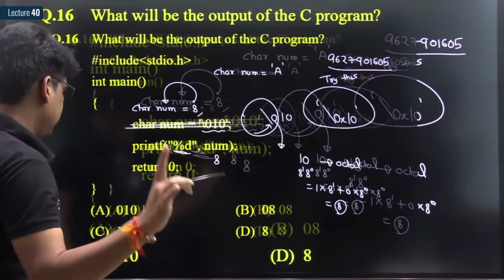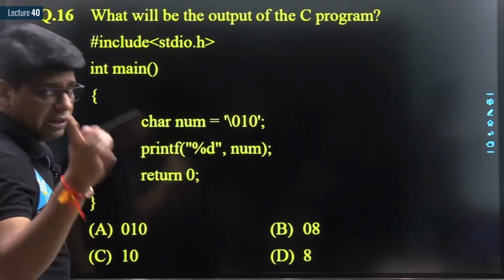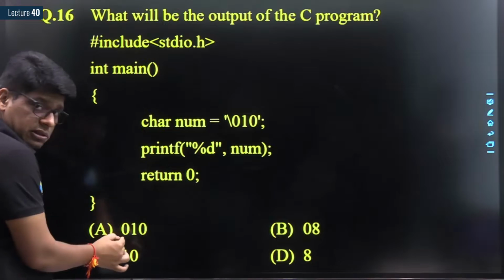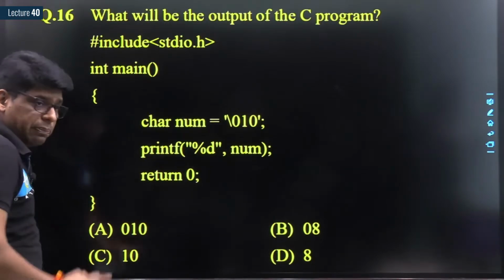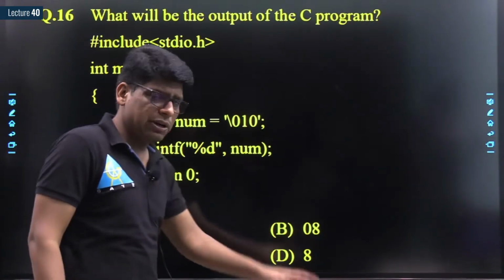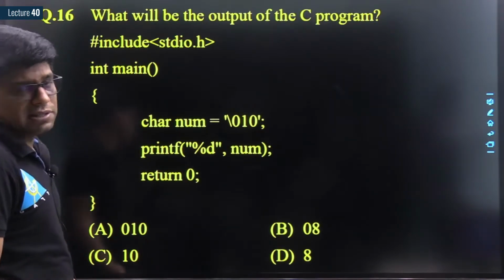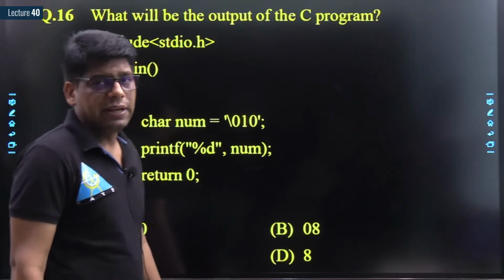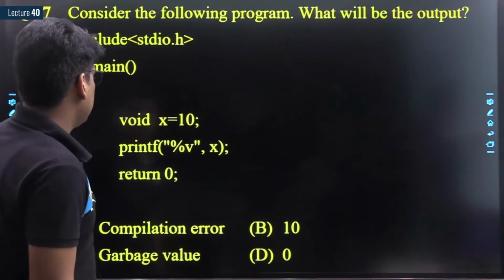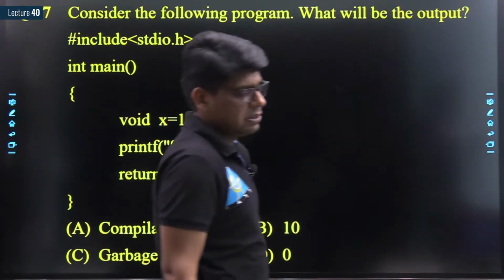Sir, first thing to note is the compiler will never give you something like this, that means any integral constant with a prefix. That means A cannot be the answer, B cannot be the answer. Sir, what is the answer? D, C? No, C cannot be the answer. Answer is option D. Okay, think about it. Question number 17.